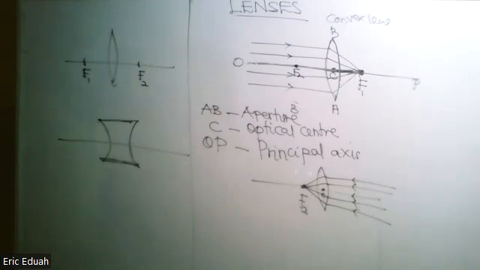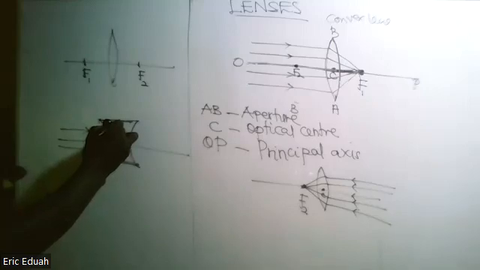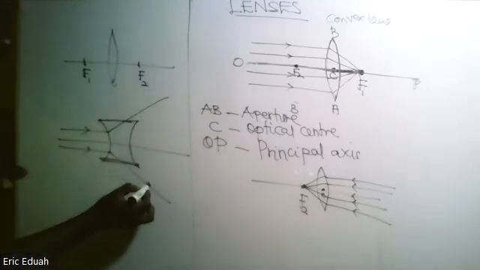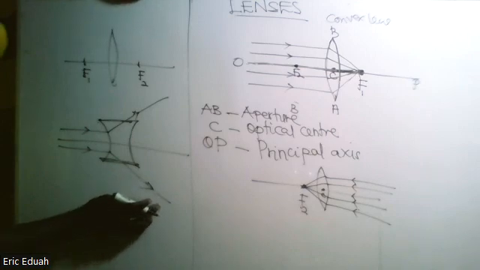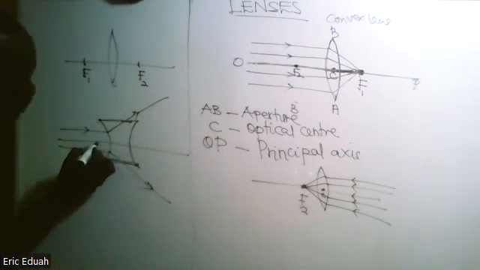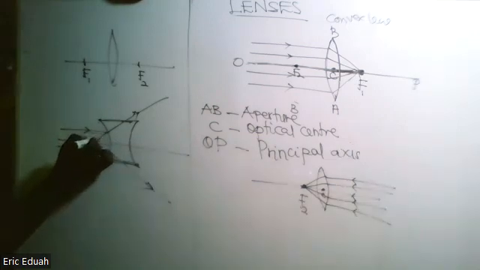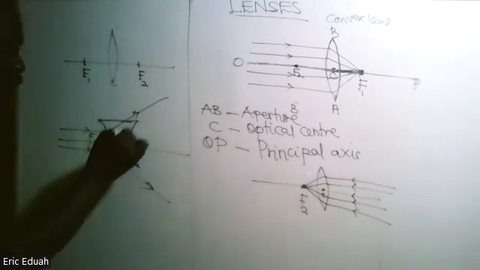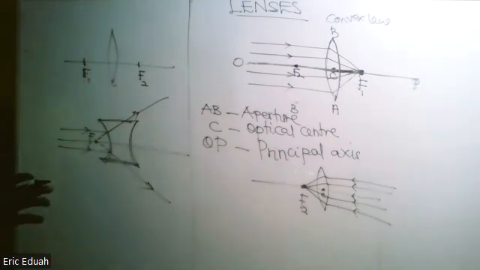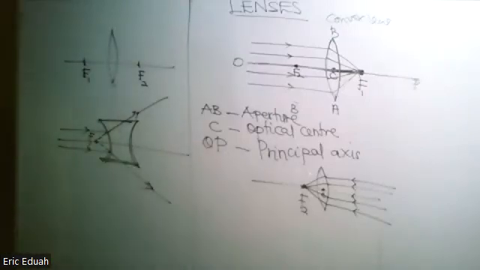Okay, for concave, when paraxial rays hit it, it diverges. The refracted rays or the diverted rays always appear to be diverted from a point over here. So F1. This one too, because there are two refracting surfaces, also has two principal foci, over here or at the other side.